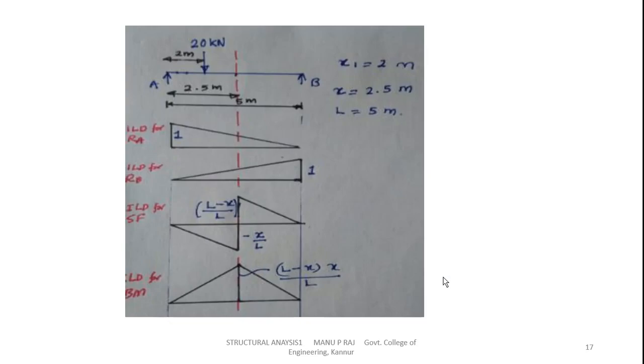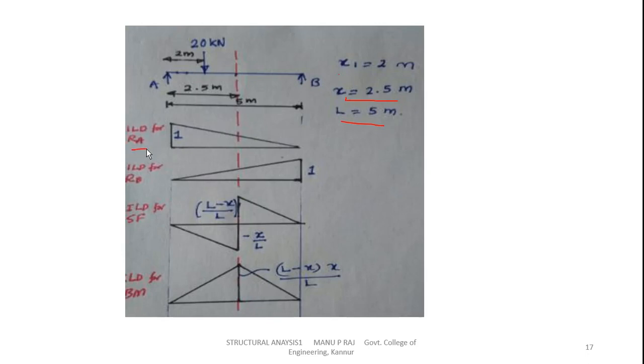Now this is the figure. Beam AB, load at 2 meters, section at 2.5 meters. So in this case x1 equals 2 meters, x equals 2.5 meters, and length L equals 5 meters. Now first, the ILD for RA.